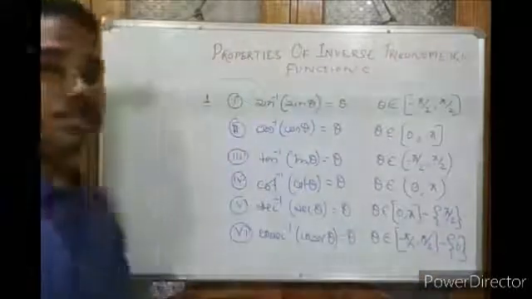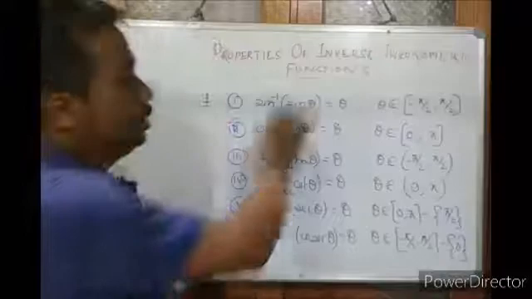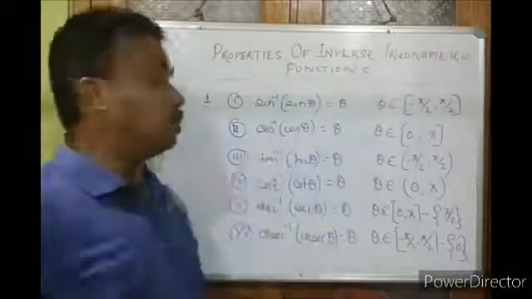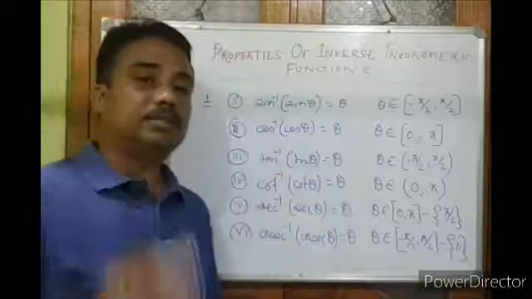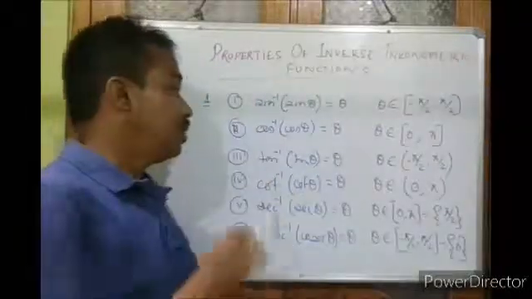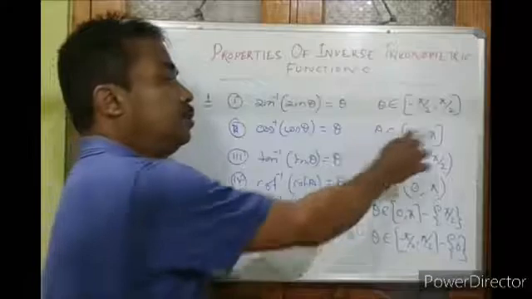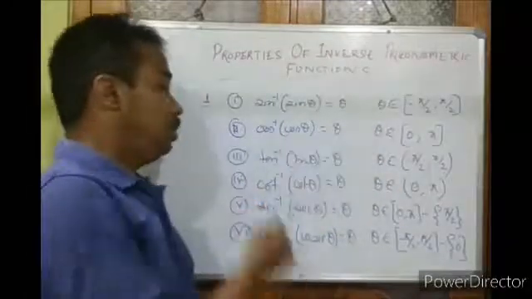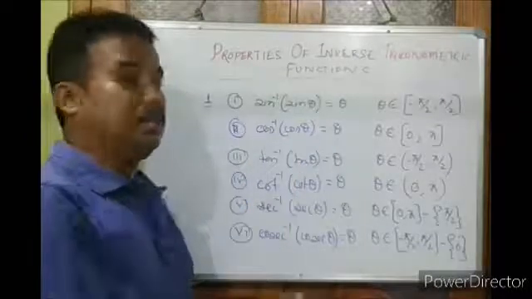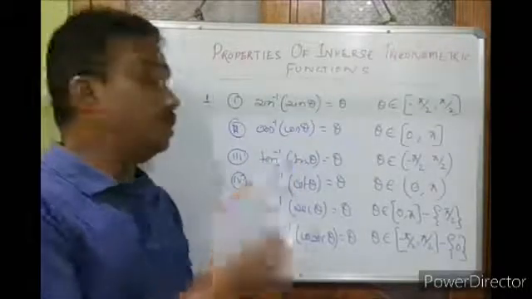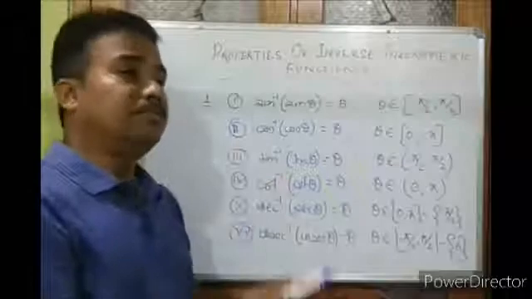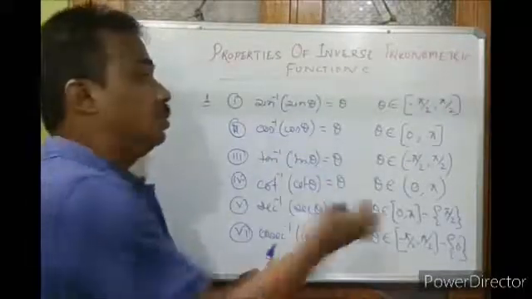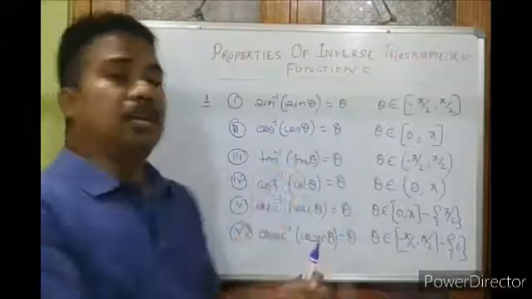So this is the principal value branch, in these domains only. When theta lies between minus pi by 2 to plus pi by 2, then sine inverse sine theta is equal to theta. If theta lies between 0 to pi, then cos inverse cos theta is equal to theta. So you have to remember this happens only in the principal value branch. If it is not in the principal value branch, this will not hold. So in that case, what will happen? We will also see that.